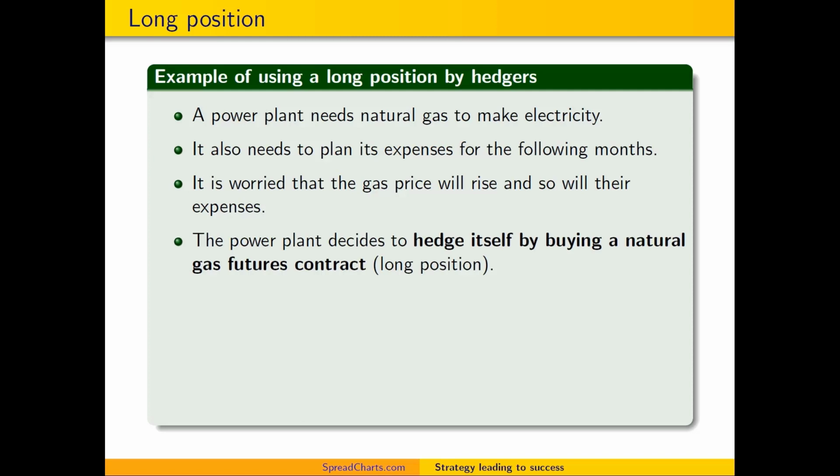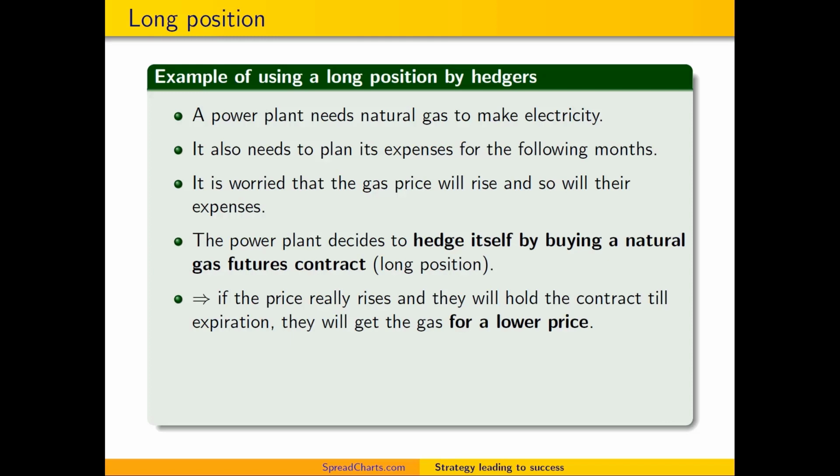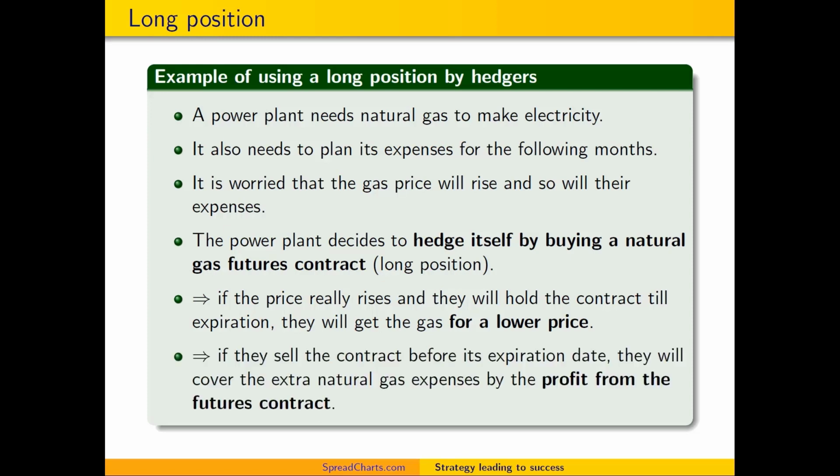Assuming the gas price really increases, the company has two options. It can keep the contract until the expiration and take delivery of the physical commodity. The natural gas would be supplied for the same price they bought the contract in the past, which would be lower than the market price at the delivery time. Or the company can sell the contract before its expiration date. And because it would sell it at a higher price, the company netted a profit. It can then buy the natural gas elsewhere and cover the higher costs from the profit it made on the futures contract. Now let's show how it works when the hedgers use a short position.